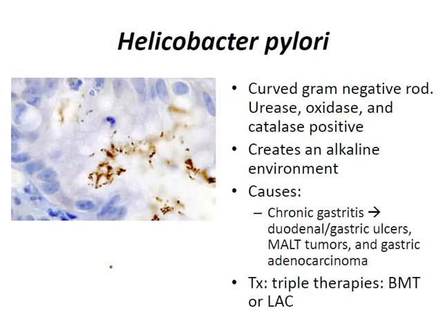So now let's talk about Helicobacter pylori. This is a curved gram-negative rod, which is urease, oxidase, and catalase positive. So this is why we use the urease breath test. It creates an alkaline environment to survive in. So it causes chronic gastritis. It leads to duodenal and gastric ulcers. It causes MALToma tumors, and possibly even gastric adenocarcinoma if not treated.